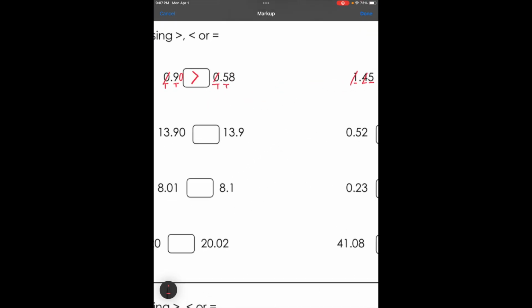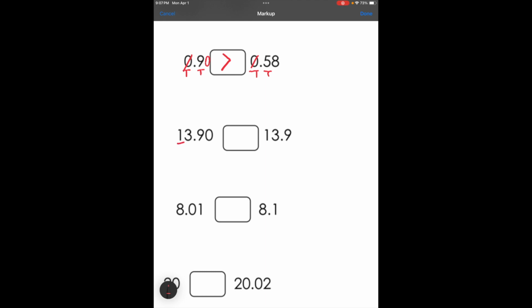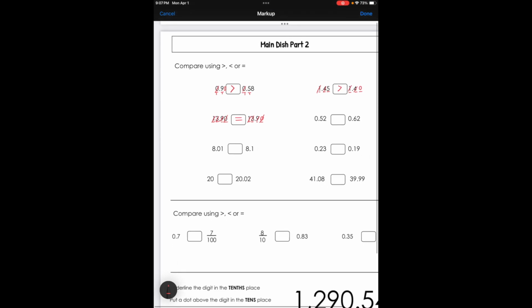Let's do 2 more together. We've got 1 in the tens place, 3 in both ones places, 9 in both tens places, but then we get a 0 and then a nothing. Again, this nothing is just like saying 0. So this time, both of these are the same number, so we can put an equal sign.